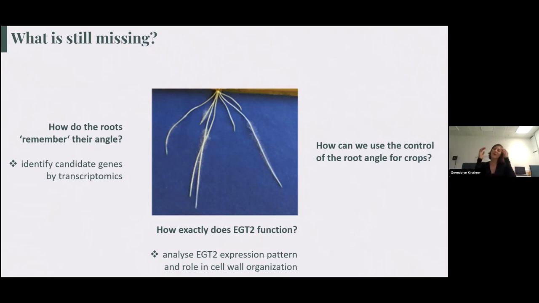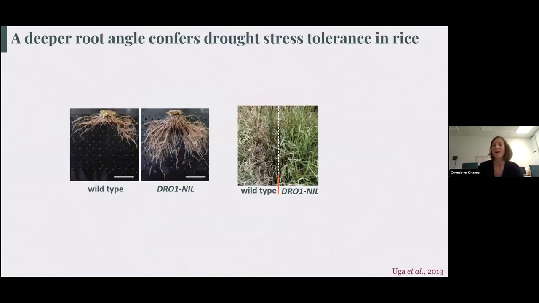So if we know more about the root angle, we can hopefully adapt it and then use it in plant breeding, for example. So far, there are only a few famous examples of how the root growth angle affects the growth of plants under specific conditions. The most famous example is the deeper rooting one allele in rice, or DRO1.